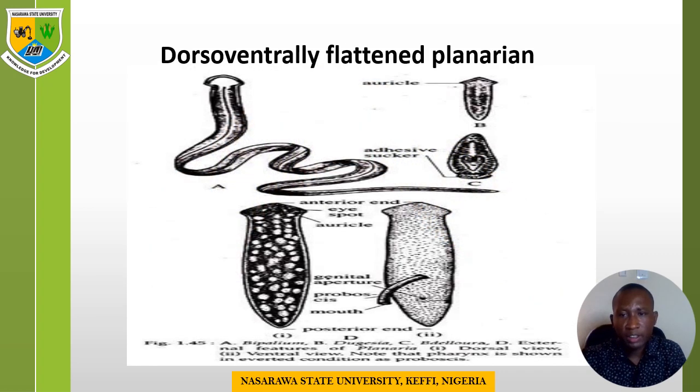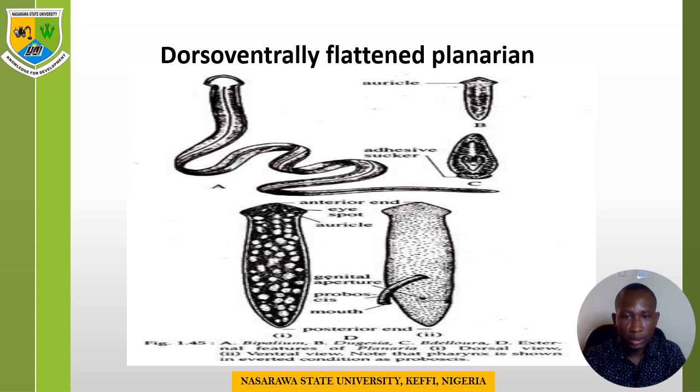Those are ventrally flattened planaria. Of course, this is planaria with the dorsal surface, and then we have the ventral surface of the planaria with the mouth, and the pharynx is here with the genital part, which is located here. And then we have the anterior and the posterior end of the organism known as planaria.